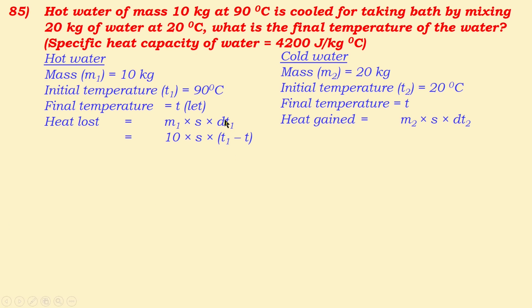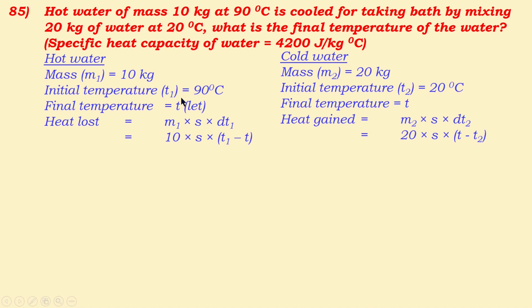T1 is the initial temperature and the final temperature is less than T1, because this is hot water and its initial temperature is 90 degrees Celsius and it is mixed with cold water. Now the final temperature will be less than 90 degrees Celsius. That's why the difference will be T1 minus the final temperature, T1 minus T. But in case of cold water, it is different. Mass is 20 kg, s remains the same, and the difference is T minus T2. T is the final temperature, T2 is the initial temperature of cold water, which is 20 degrees Celsius.